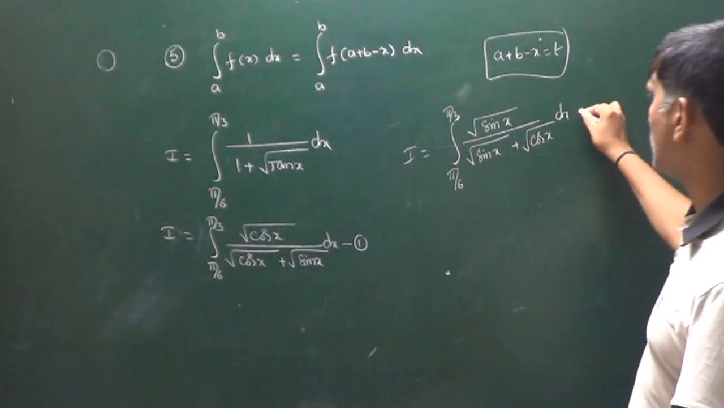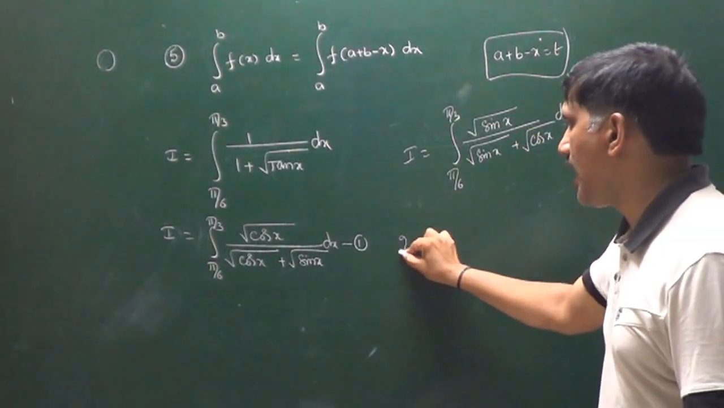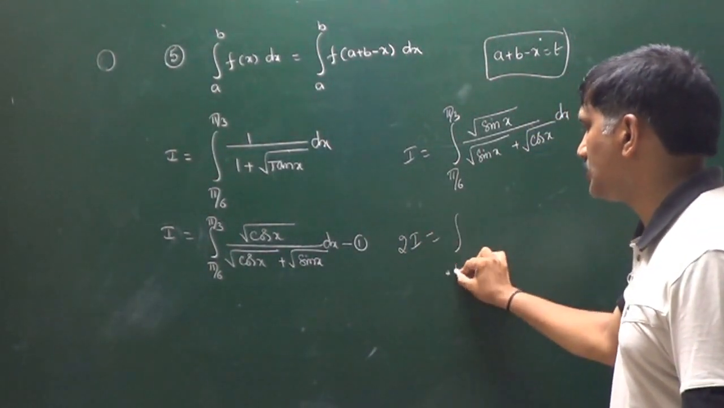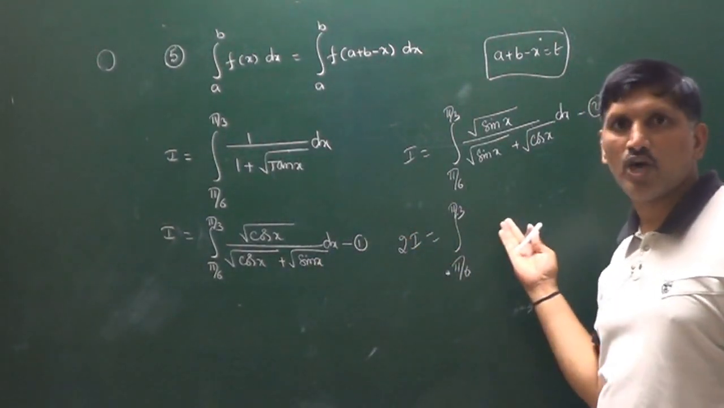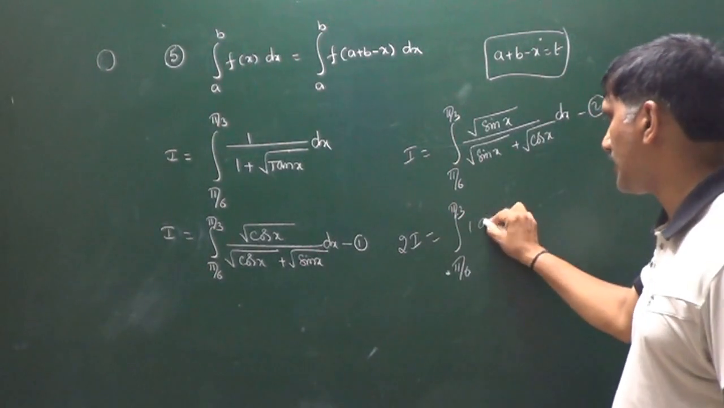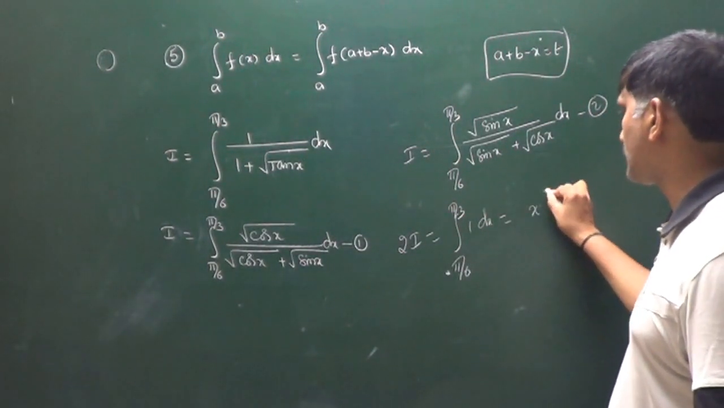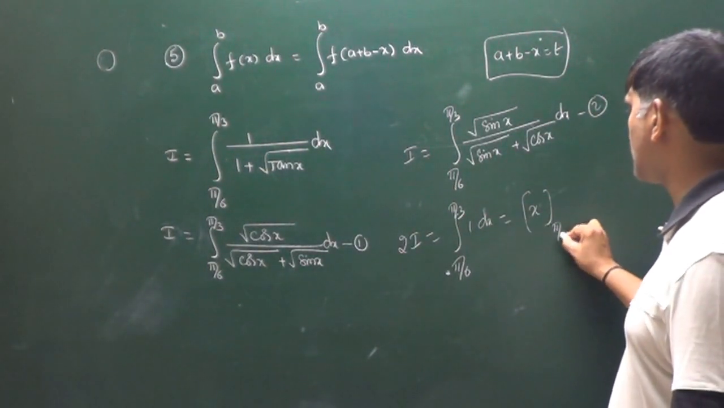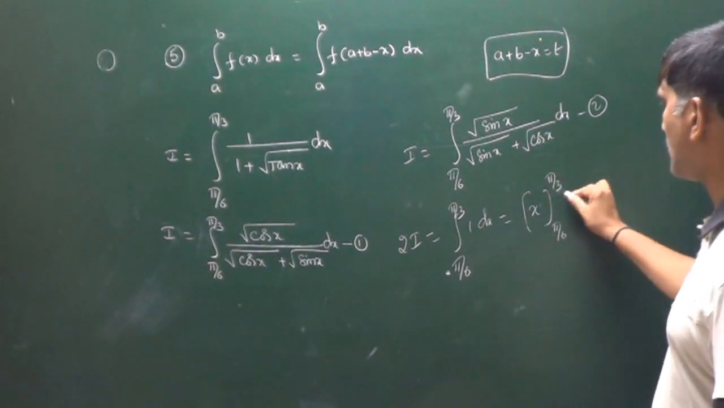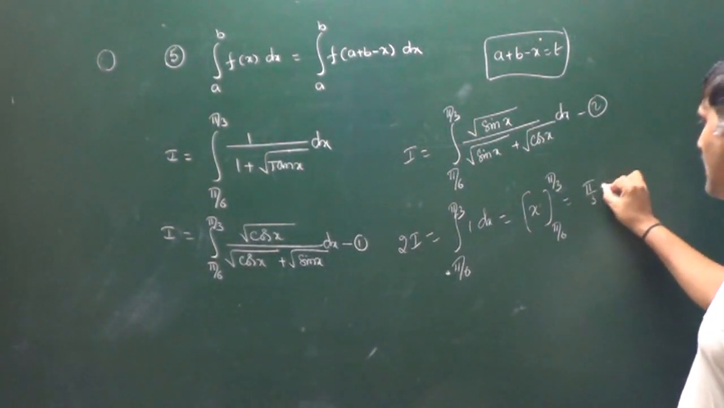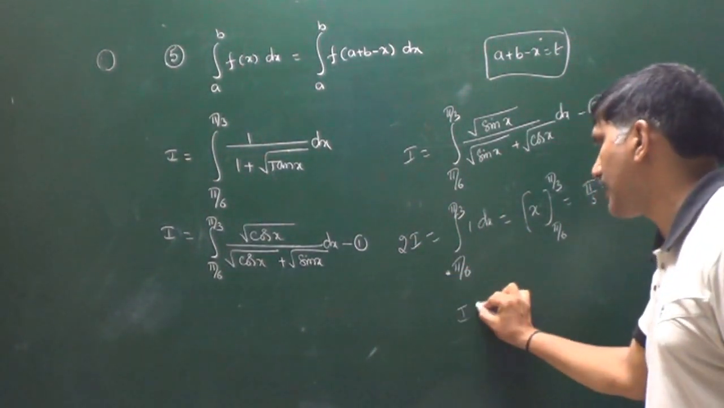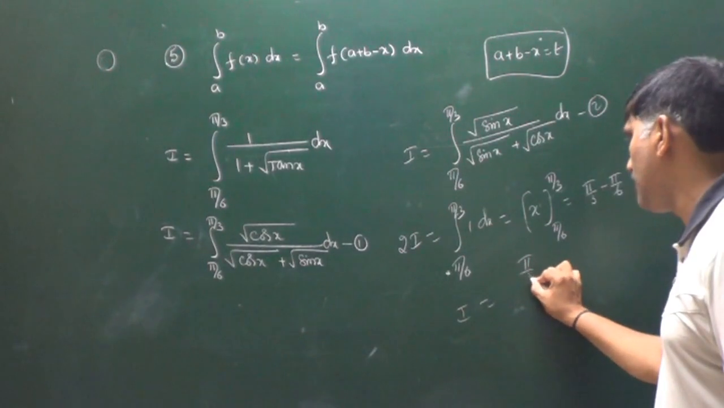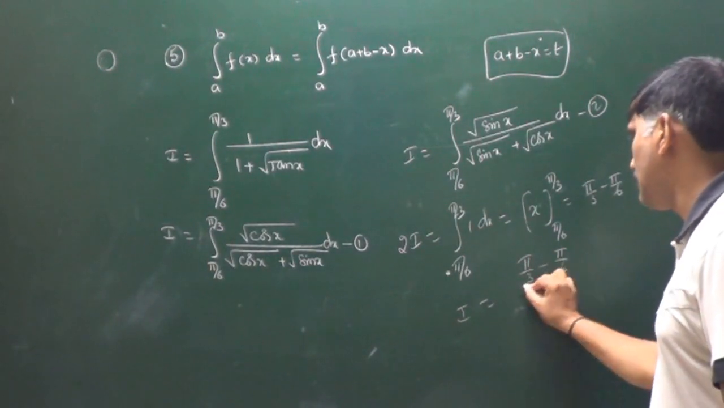Now this is equation 1, say this is equation 2. Add those two equations. 2I is equal to the integral from pi by 6 to pi by 3. Same denominator, so add the numerators. You will get 1 dx, that is equal to x, with limits from pi by 6 to pi by 3. That is pi by 3 minus pi by 6, the answer for 2I. Therefore, I is equal to pi by 3 minus pi by 6 divided by 2.